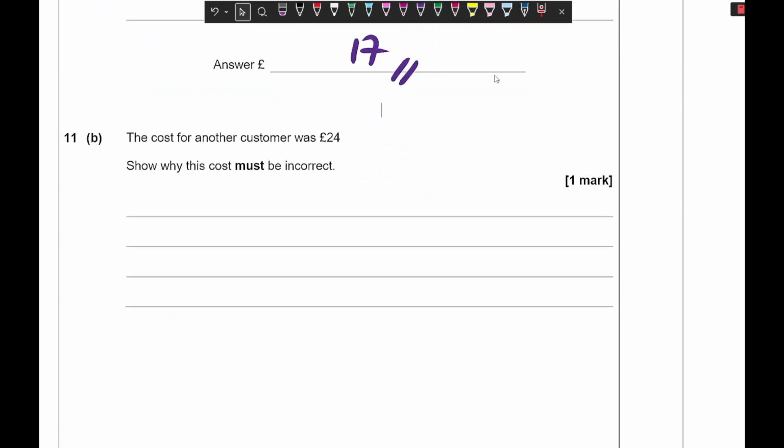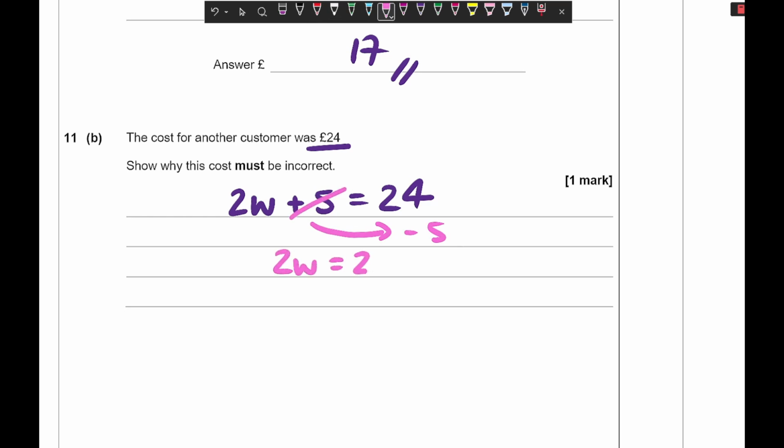Then for question 11b, it says the cost of another customer is £24. Show why this cost must be incorrect. Well, if the cost is £24, let's make the formula equal to that. So 2W plus 5 equals 24. And then all we need to do is solve this equation. So we get rid of the 5 by doing the opposite, which is take away 5. So 2W equals 19. And then to work out W, I divide by 2 and I get 9.5.